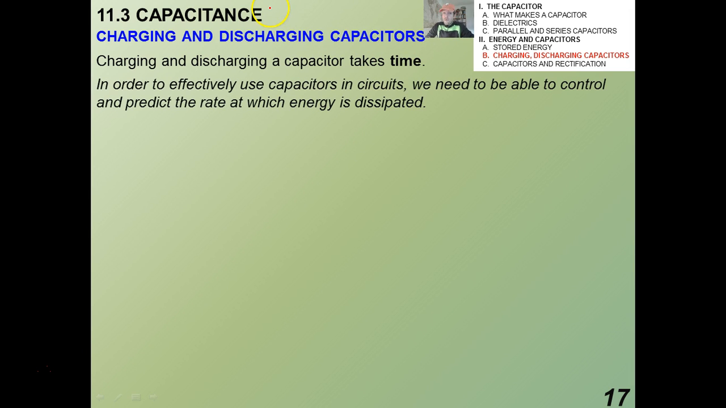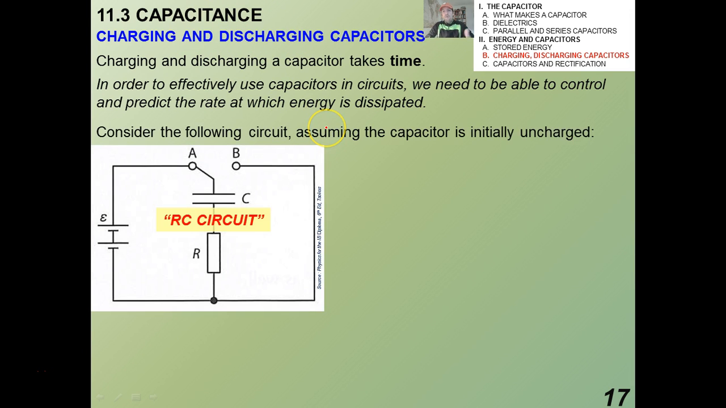Now, it's important because in order to effectively use capacitors in circuits, we need to be able to control and predict the rate at which energy is not only dissipated, but also builds up. And the two of them are intimately related, as you'll see shortly. Okay. Now, consider the following circuit.